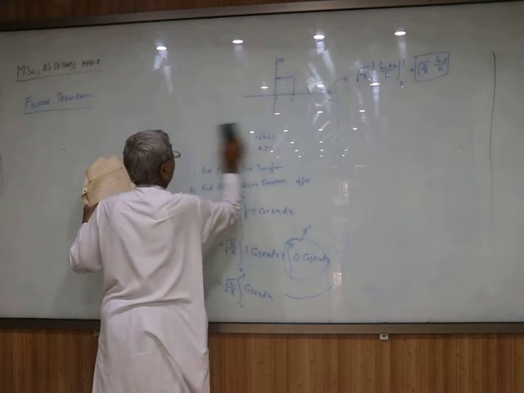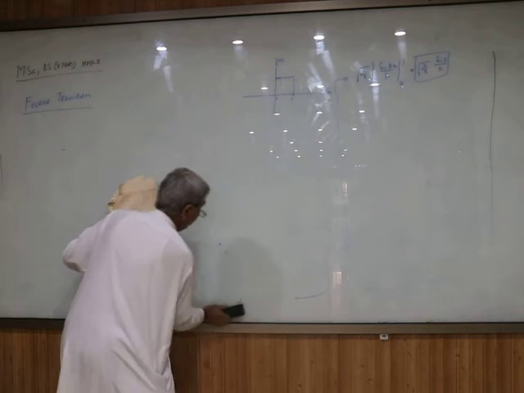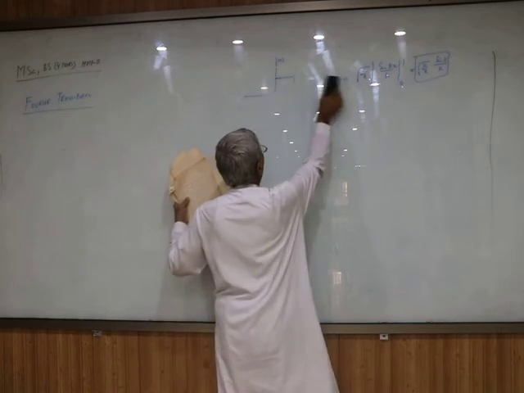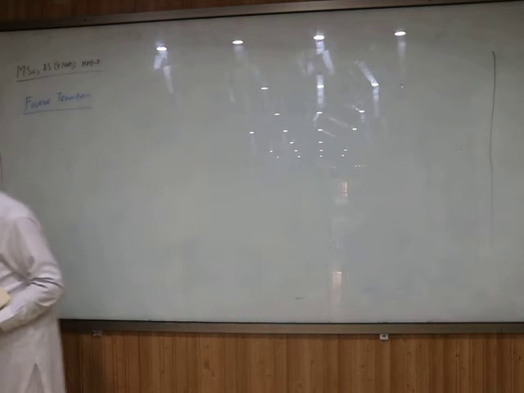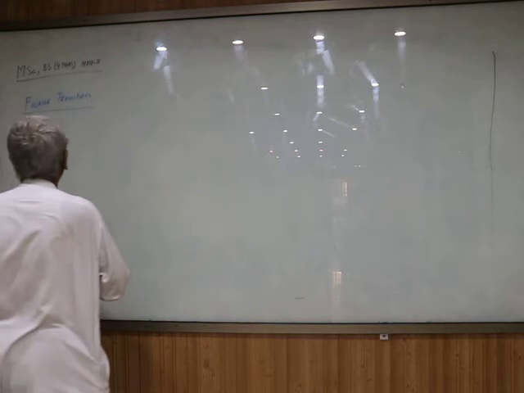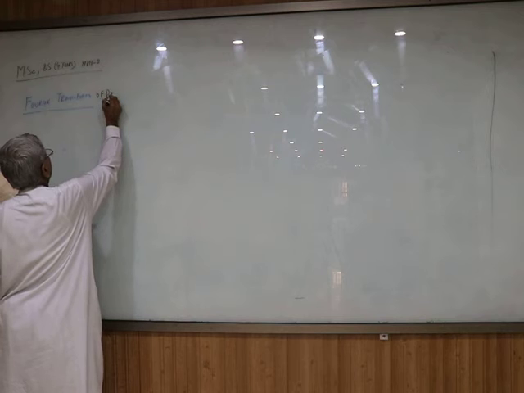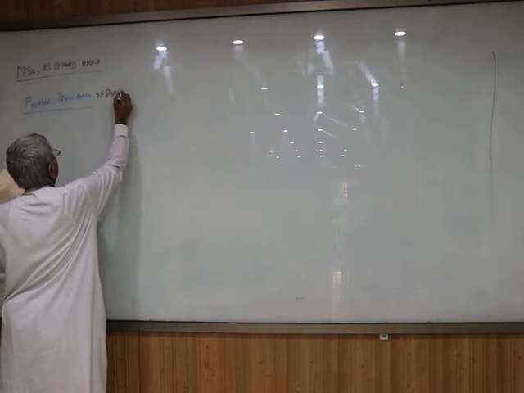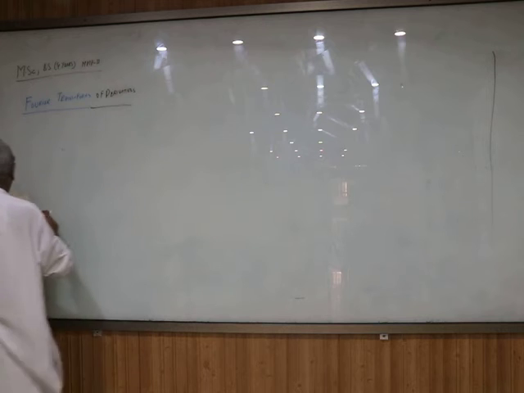The next article is Fourier transform of derivatives. Fourier transform of derivatives. Now you see, what does it mean? Fourier transform of derivatives. So that is the article.